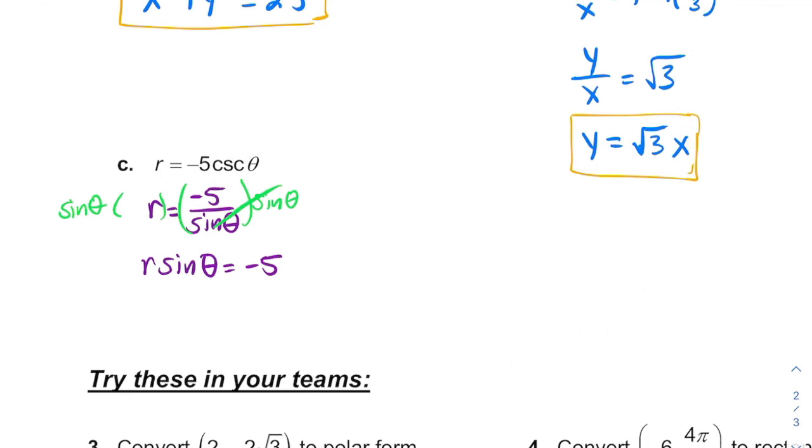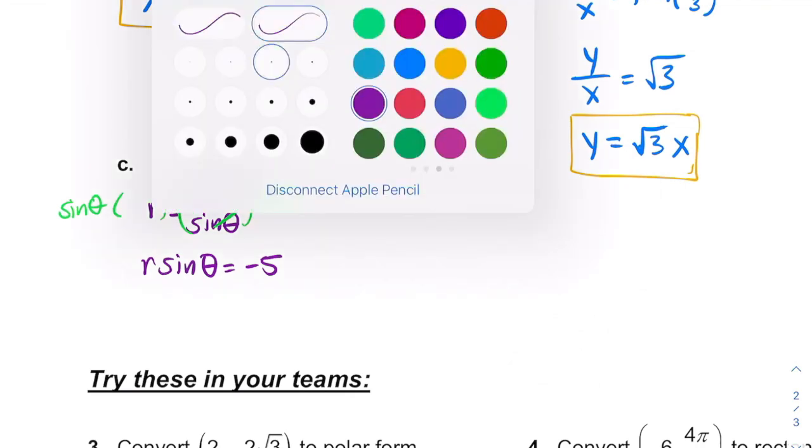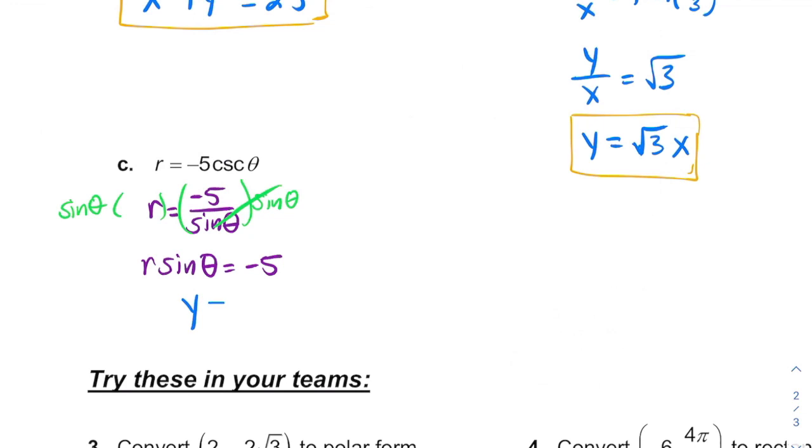And this is where that nice substitution comes out. The r and the correct trig function work out. If it was like r cosecant theta, we don't have an equation that quite works with that. We'd have to do something differently, but now we do. And so we have r sine theta, that is equal to y. So this becomes y is equal to negative 5. So this is a horizontal line through negative 5. So r equals negative 5 cosecant of theta is a horizontal line that runs through negative 5.